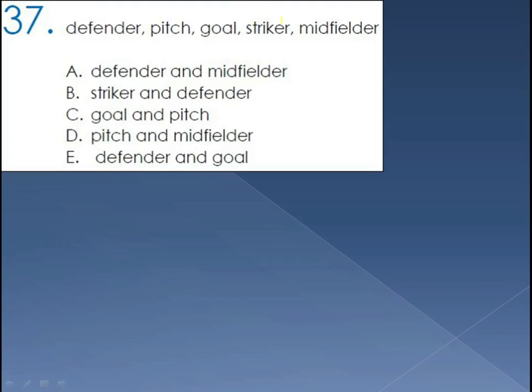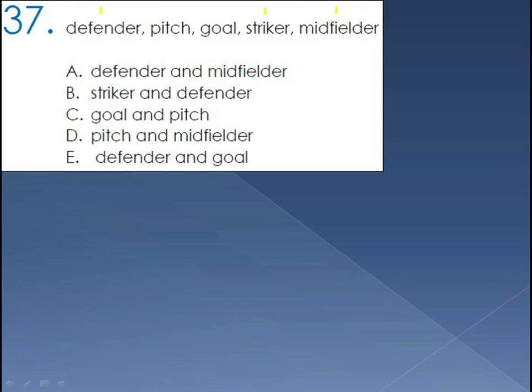37. So we have defender, pitch, goal, striker, midfielder. Looking at this, okay, we have defender, so the person that defends the goal. So that's the person that plays on the field. Okay, we have a pitch, defender plays on the pitch, a goal. Striker is another term used for a person that strikes a goal. And then you have the midfielder who plays in the midfield.